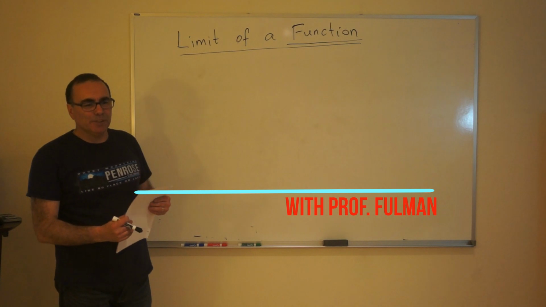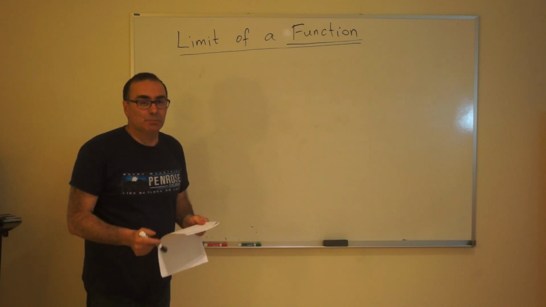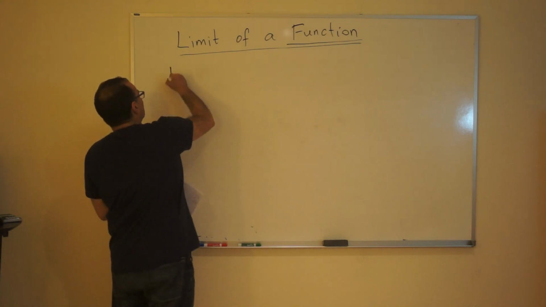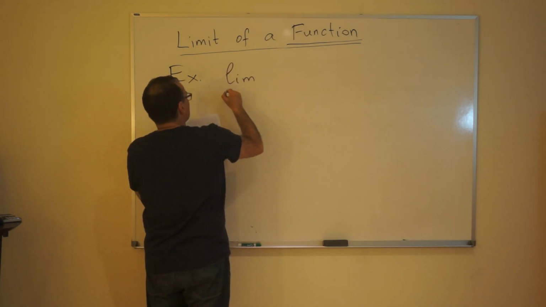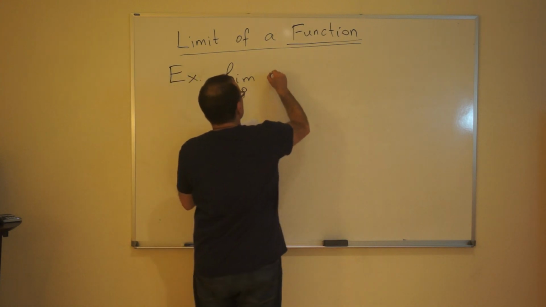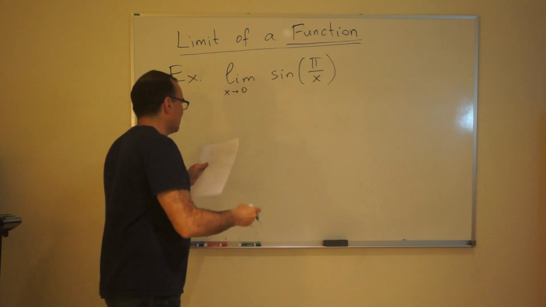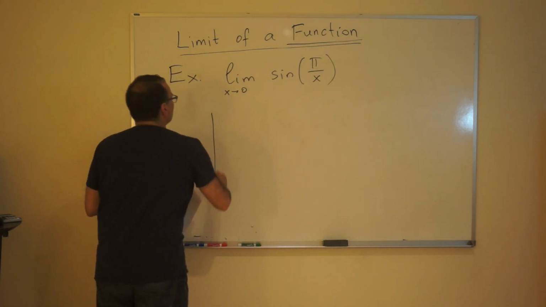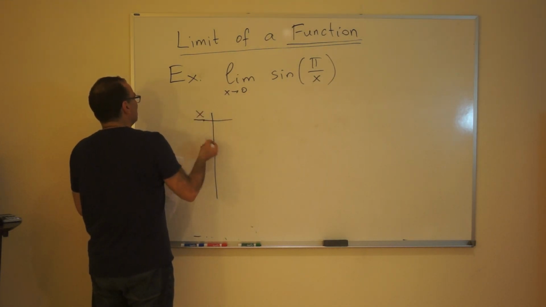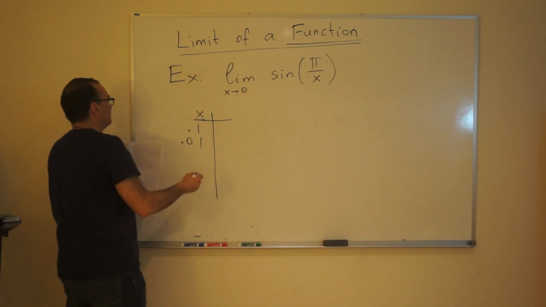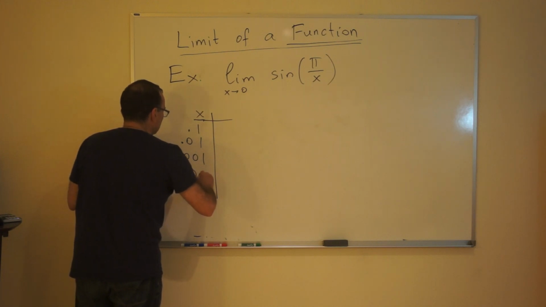So here's another example where the calculator deceives you if you try to rely on it blindly. Here is an example of a limit: the limit as x approaches 0 of sine of pi divided by x. Again, let's try to do it numerically. Since x approaches 0, once again we know what x values we want to plug in, and let's try like we always try: 0.1, 0.01, 0.001, 0.0001.